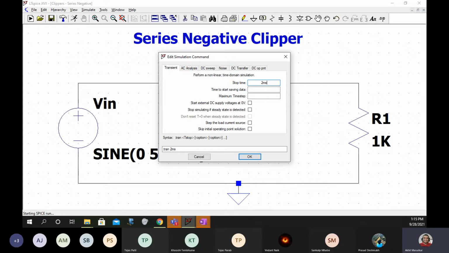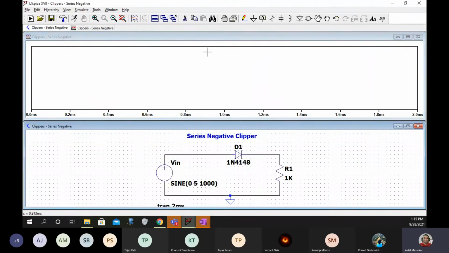So what is the meaning of this? You can see that the sine waveform has a frequency of 1 kilohertz. That means the time period of this waveform will be 1 millisecond. If I put stop time as 1 millisecond, I will be able to see only one cycle of the signal. But I want to see 2-3 cycles, so minimum I will see 2. That is why I am putting here 2 milliseconds. So .tran 2 milliseconds. Say OK. This plot will come up.